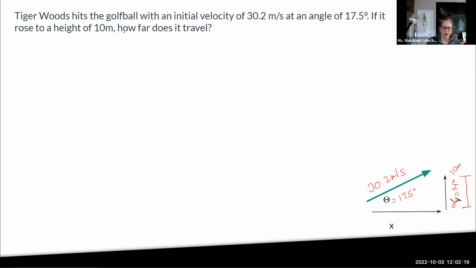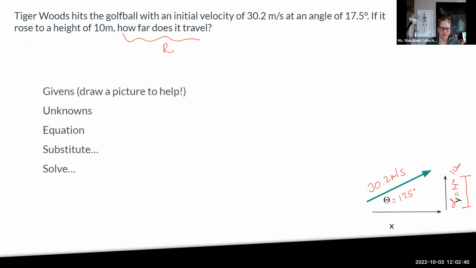Okay, how far does it travel? So again, we want range. This one's kind of similar to the ones that we were doing in the lesson. But if you're like, no, I don't know which equation to start with, the range equation. It is okay to start with the range equation and then go, oh, that doesn't give me enough information. What else do I have out there? That is okay for you to help narrow things down.